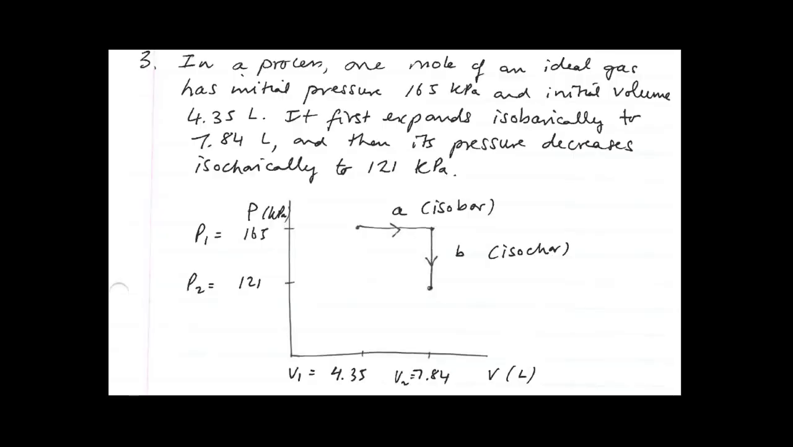Example 3. In a process, 1 mole of an ideal gas has initial pressure 165 kilopascals and initial volume 4.35 liters. It first expands isobarically to 7.84 liters, and then its pressure decreases isochorically to 121 kilopascals. Here is a PV diagram showing the process. The gas starts on the left at the top at 165 kilopascals at pressure P1 and volume V1. It follows the horizontal line, constant pressure isobar, that's path A, and then goes down in path B, the isochore, which is the constant volume process.